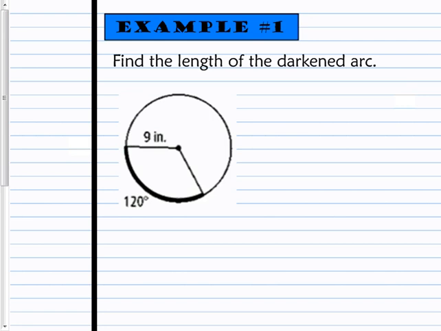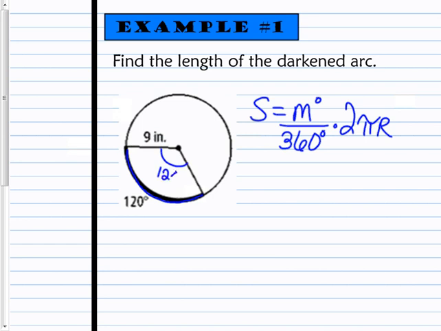Find the length of the darkened arc. So first of all, I'm going to write my formula down. S is the measure of the angle, the central angle, divided by 360 degrees, because it's 360 degrees of a circle, times 2 pi r. So the arc is 120 degrees as well as the central angle is 120 degrees. So we have S equals 120 over 360 times 2 pi, and the radius is 9.